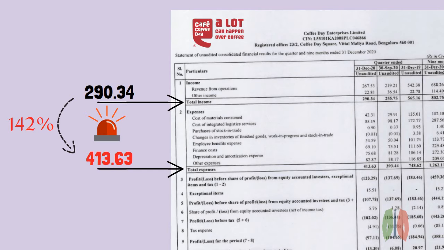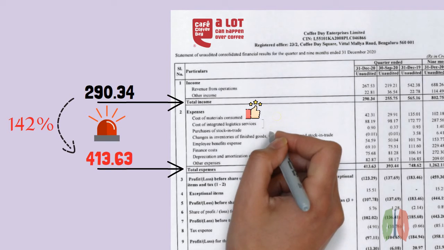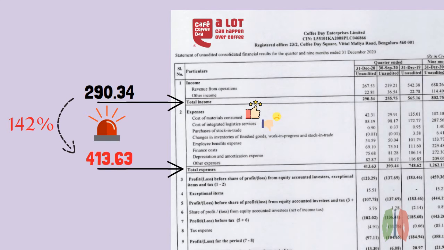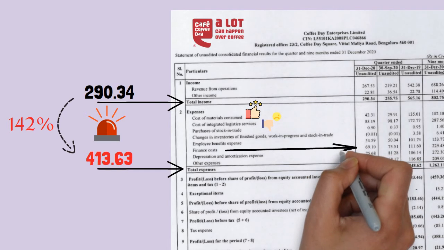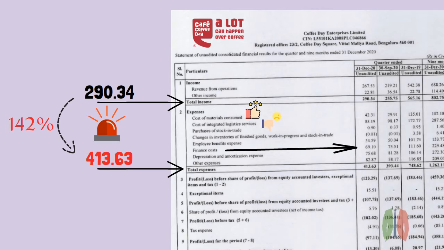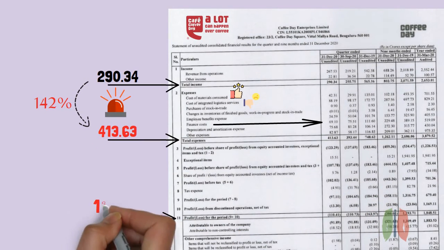So what are the things for which this company has incurred losses? In the expenses we can see the company has a good raw material cost, but the cost of integrated logistics services is high, which is a bad sign. The second thing is the finance cost, which in the previous quarter we can see was very high. Other expenses are also very high. After the expenses, this company has a total loss of 110.4.